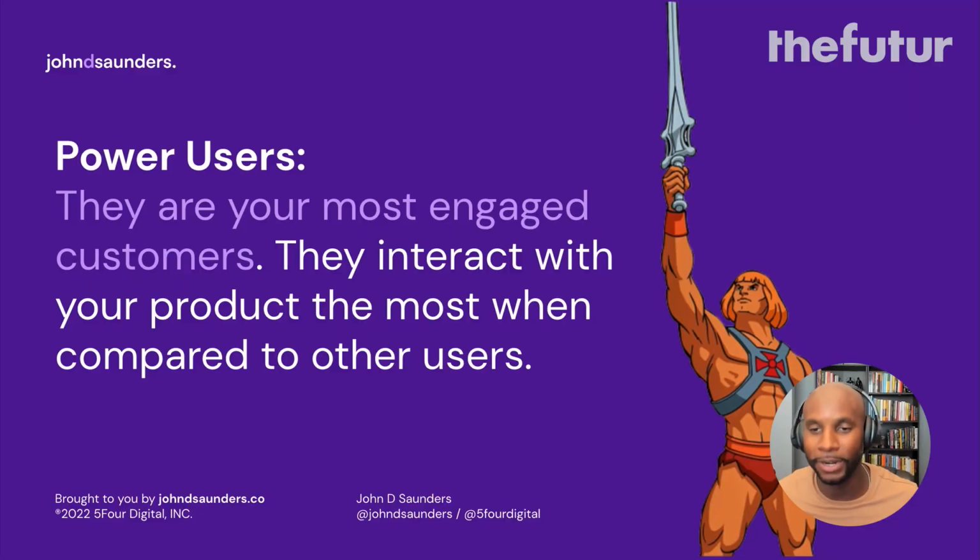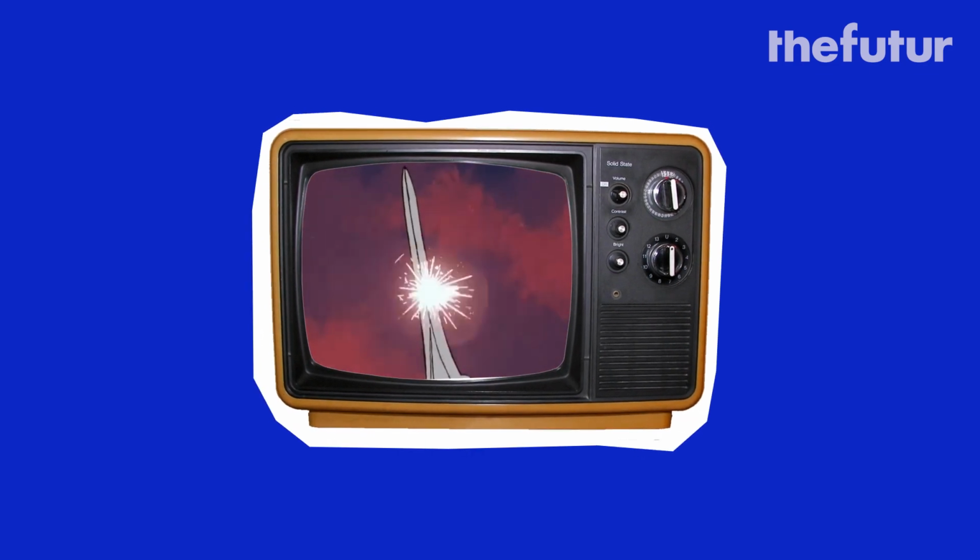Lastly, I want to talk a little bit about identifying power users. As you can see, you got He-Man right there. He basically says, I have the power. Some of y'all might be too young to remember that, but it's all good. I believe it starts with, by the power of Grayskull.